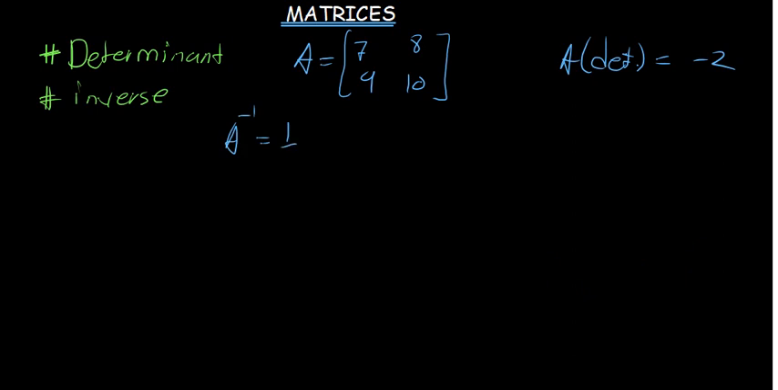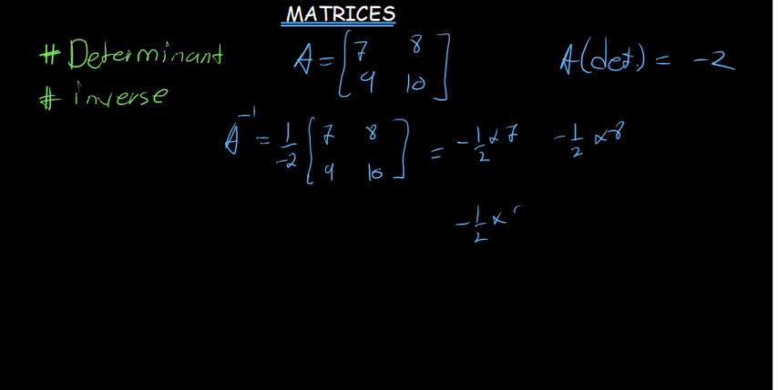1 over the determinant, which is -2. You're multiplying by everything that is inside. You have 7 here, you have 9 here, you have 8 here, and you have 10 here. So multiply 1 over -2, or rather -1/2, by what is inside. So what you're going to have is -1/2 multiplied by 7, -1/2 multiplied by 8, -1/2 multiplied by 9, -1/2 multiplied by 10.